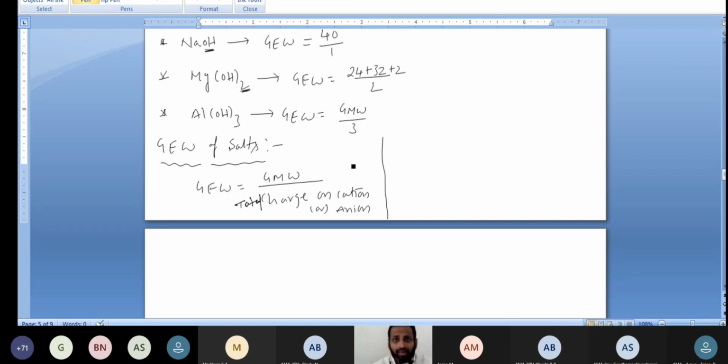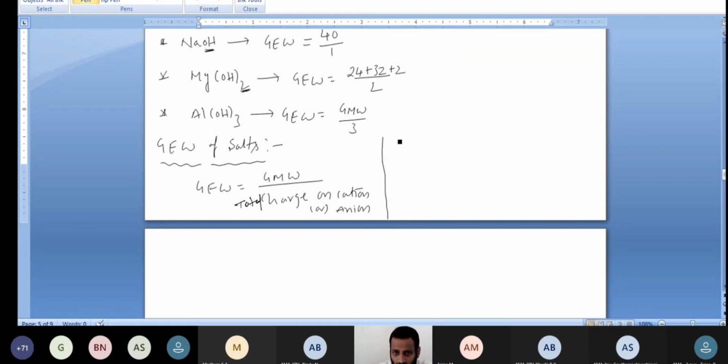Any charge you can consider, either positive charge or negative charge, but in the denominator don't substitute the sign. If SO4 has minus 2 and you substitute minus 2 in the denominator, the weight will be negative. Is negative weight possible? No, not at all. Negative charge is not possible for weights of these chemical substances.